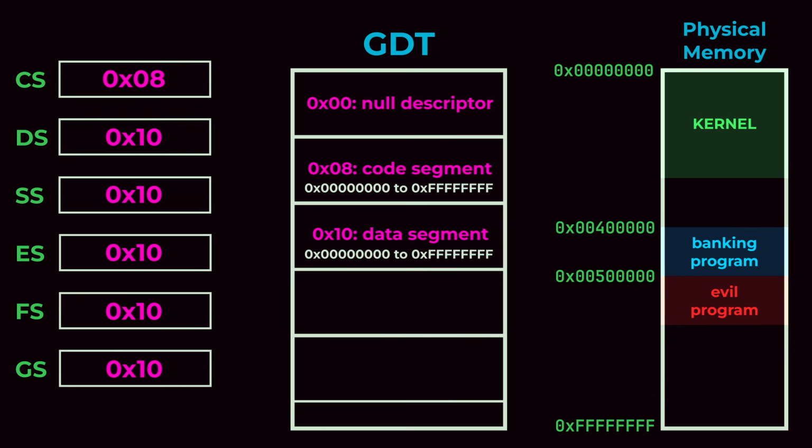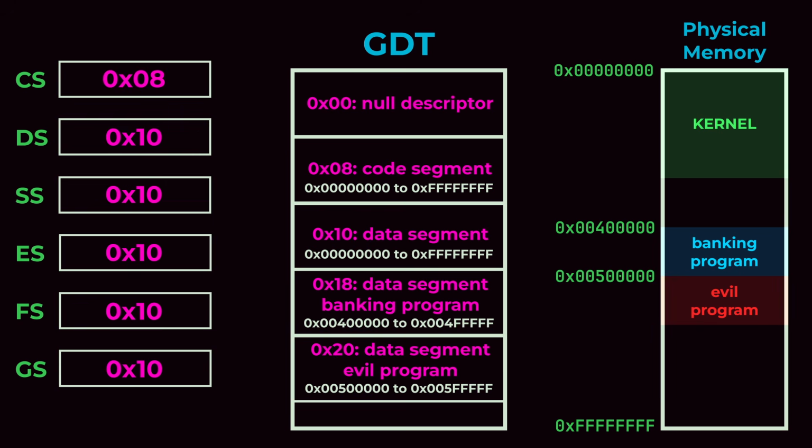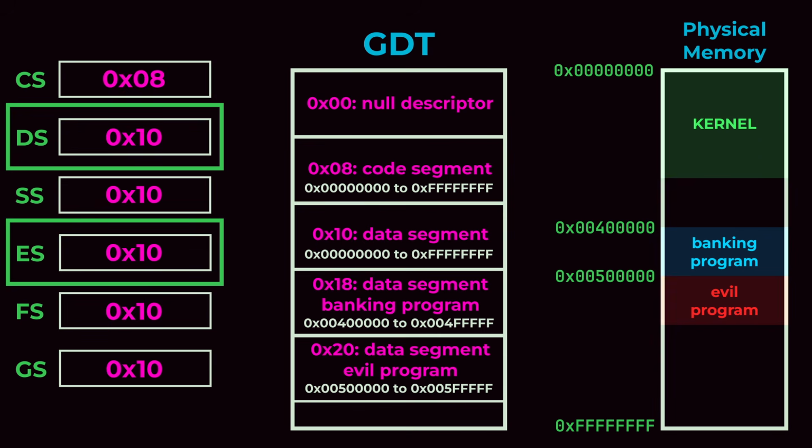So let's protect the banking program's memory. And to do that, we add 2 further data segments. One for the banking program and another for the evil program. Then, before we run each of these programs, we set these registers to the program's data segment. For example, when we run the evil program, we set these registers like this, and then when the evil program tries to read data outside its data segment, the CPU raises an exception.